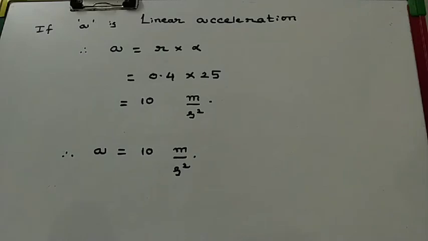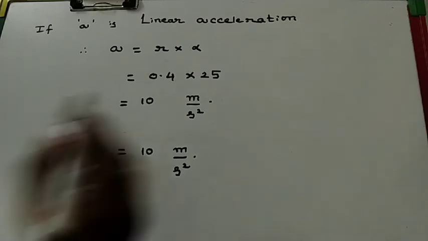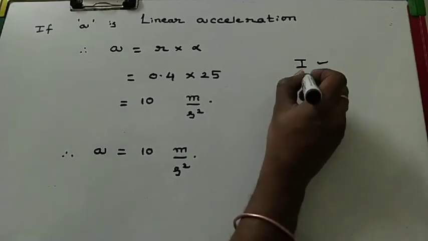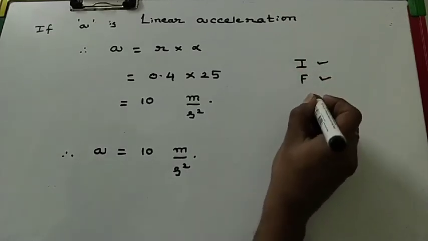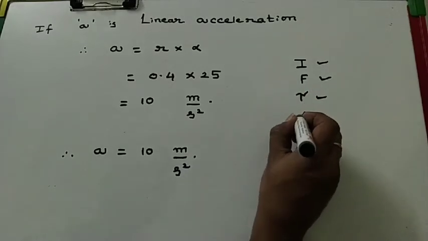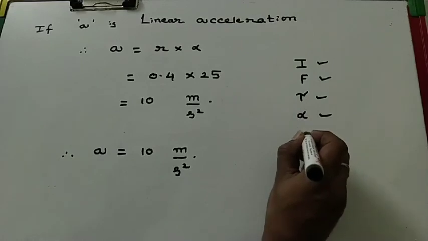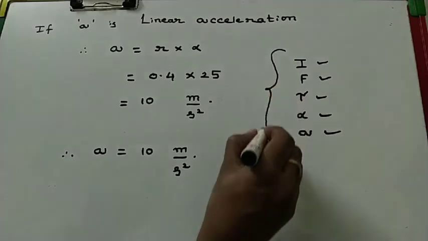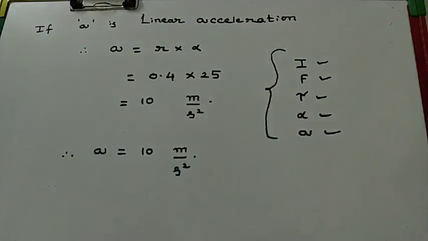My dear students, in this numerical, we discussed point number 1, moment of inertia. Point number 2, force. Point number 3, torque. Point number 4, angular acceleration. Point number 5, linear acceleration. These 5 points we discussed in this numerical. I hope you understood these 3 numericals.